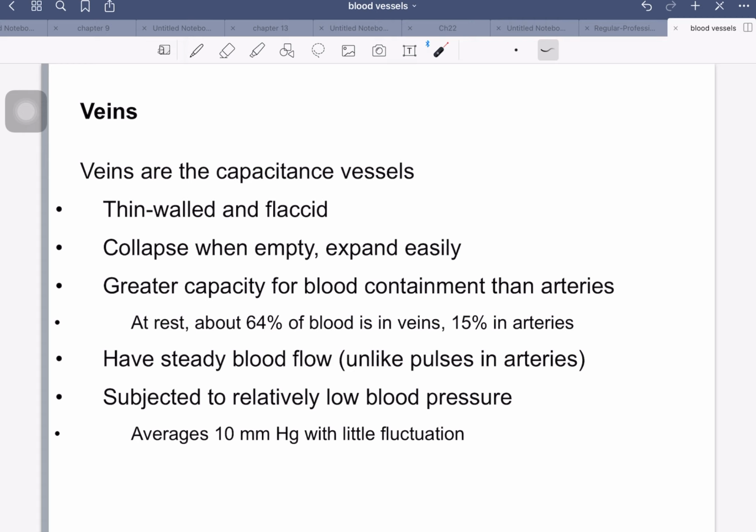So we're going to leave it there. That's a very quick, short snippet about the capillary beds. In the next video we'll start to look at veins.